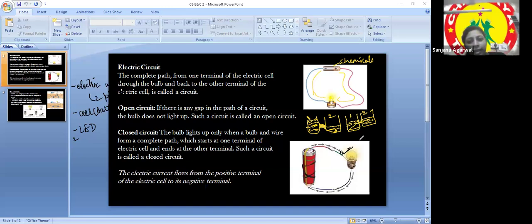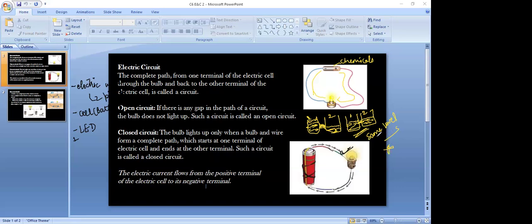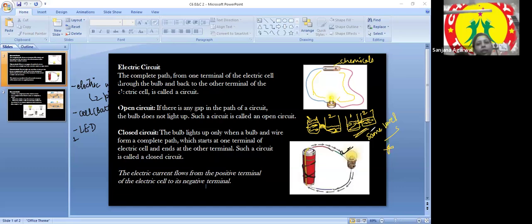See, in this case, when the water in both the buckets becomes up to the same level, there will be no more water flow from first to second. Got it? Yes, ma'am. For the water to flow, the levels in the two buckets should be different. One should be at a greater level, the other at a lesser level.